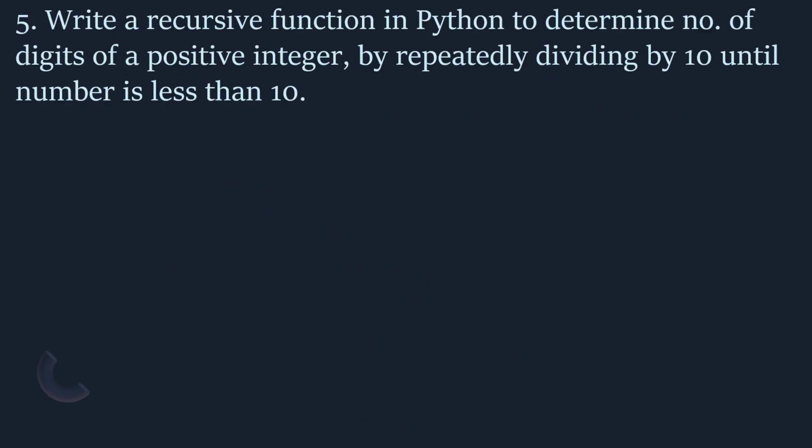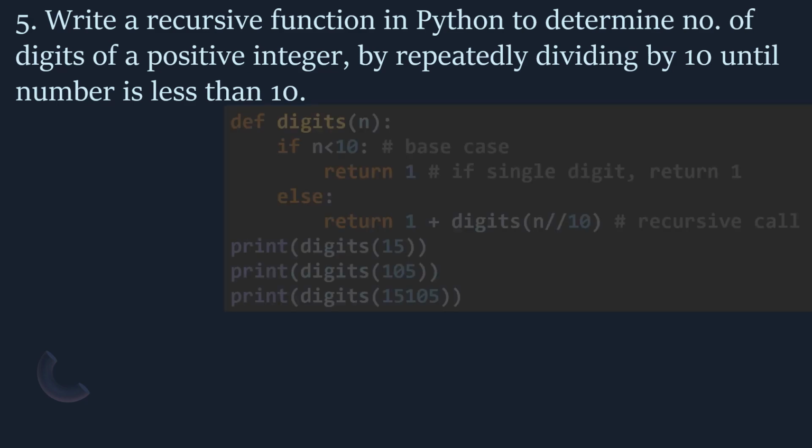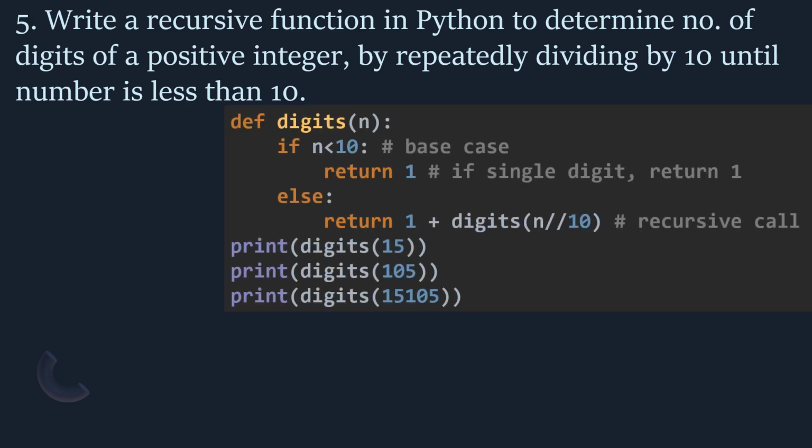Now write a recursive function in Python to determine the number of digits of a positive integer by repeatedly dividing it by 10 until your number is less than 10. So you can see it. We have to define a function, let's say digits, which is taking n as its argument. And here, first of all, you have to give the base case condition like this: if n is less than 10, that means if n is a single digit number, then it has to return 1. So this is your base case.